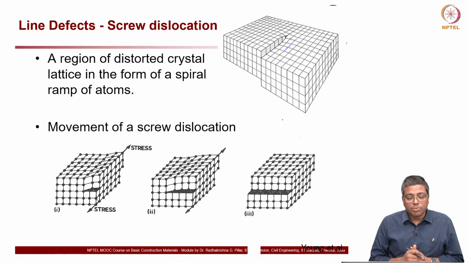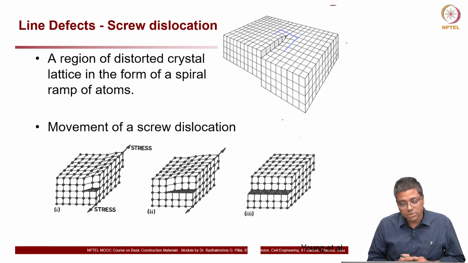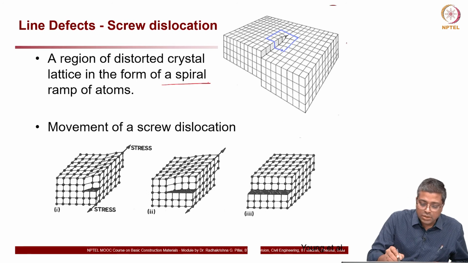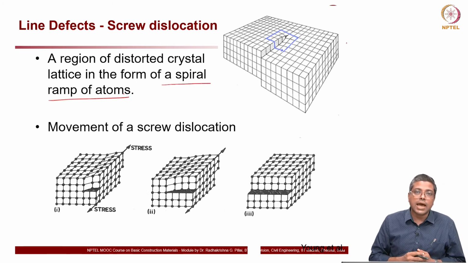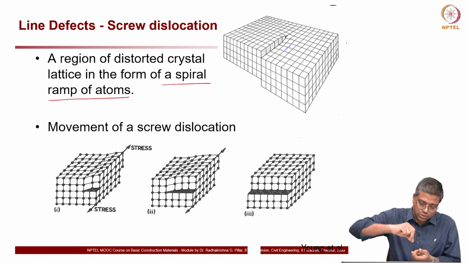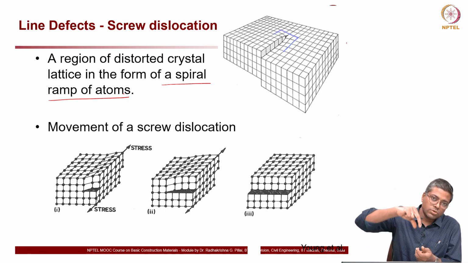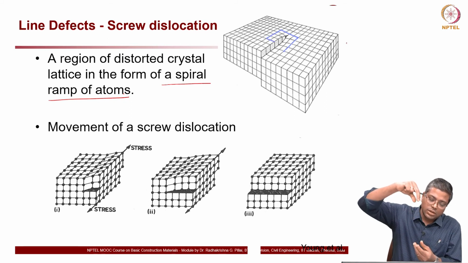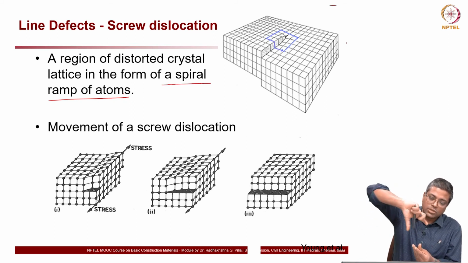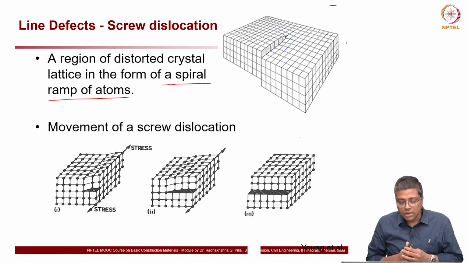Now, there is another type of dislocation which is called screw dislocation. This is also a line defect, in the form of a spiral ramp of atoms. As you think about a screw, as you rotate it, the screw moves in the direction like this, whereas your rotation is happening in the direction like this, right. The same way happens here also.